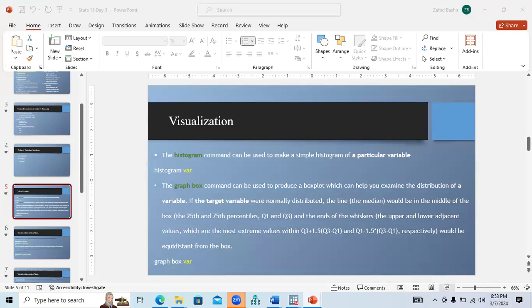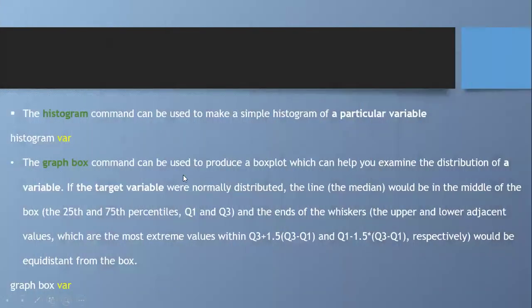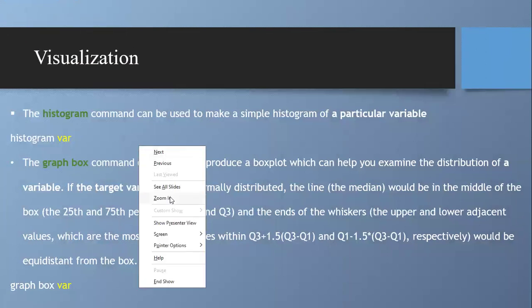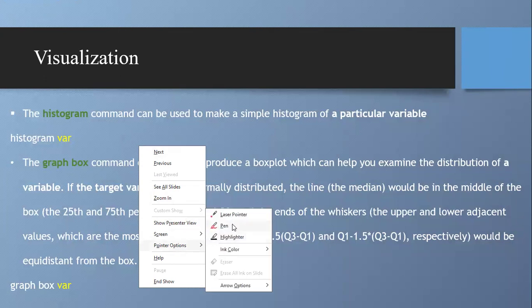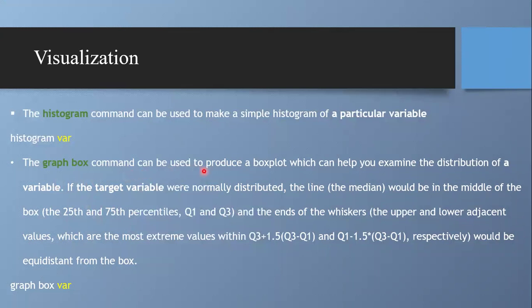The next graph I would like to let you know is graph box. What is it, how you can prepare it, and what does it do? The graph box command can be used to produce a box plot. Have you heard about the box plot, that it indicates the normality of the data? Some of the researchers use box plot for indicating whether the data of a particular variable is normally distributed or not. So it can help you examine the distribution of variable.